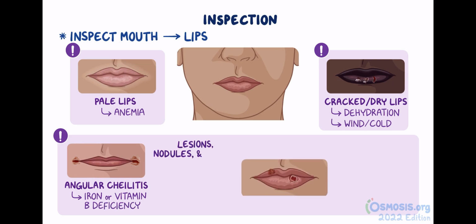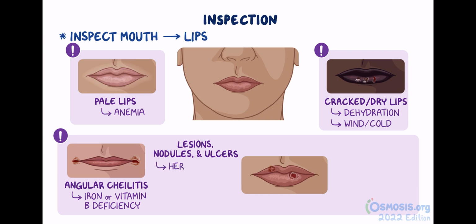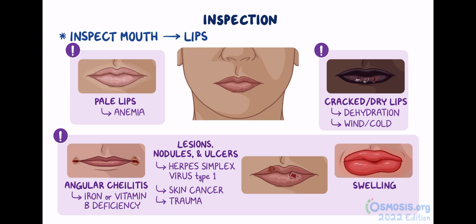Lesions, nodules, and ulcers on the lips or around the mouth can be related to an infection with herpes simplex virus type 1, skin cancer, or trauma from lip biting. Lip swelling can also be related to an allergic reaction or an injury.